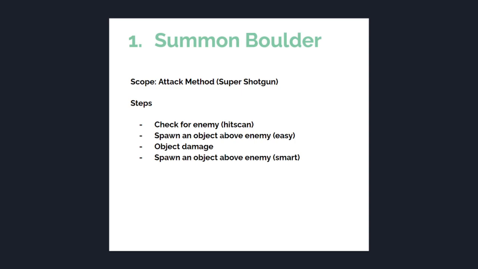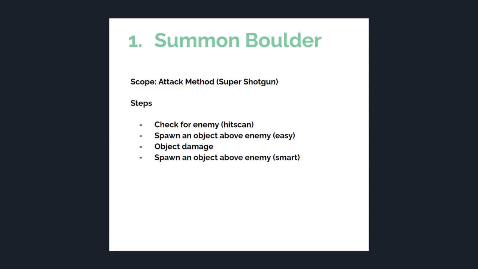Again, the scope: we're only dealing with the attack method. Basically the steps are just to check if you're aiming at an enemy, and that's where we'll use the trace line function. If you are, we're going to spawn an object above the enemy. We're going to do it the easy way first, just for proof of concept. Then we're going to code in some object damage upon impact. And lastly, we're going to redo this easy version of spawning the object above the enemy.